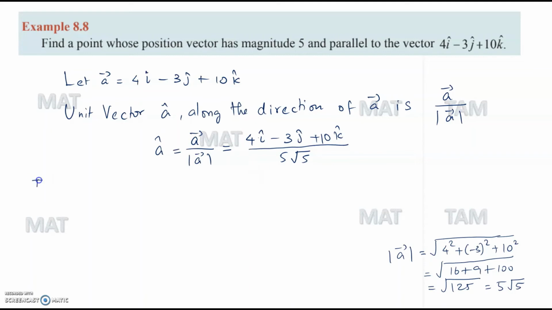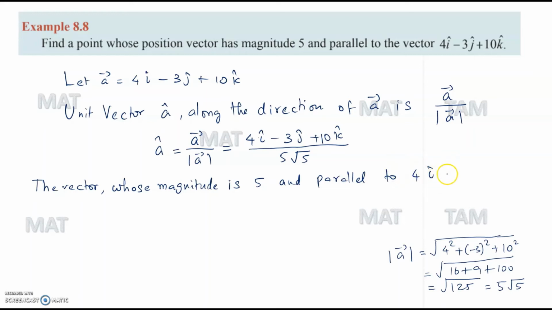Therefore, the vector whose magnitude is 5 and parallel to 4i cap minus 3j cap plus 10k cap is 5 into (4i cap minus 3j cap plus 10k cap) divided by 5 root 5.